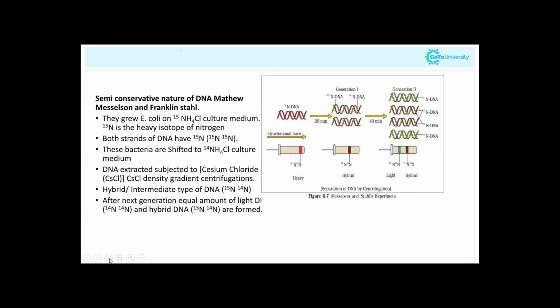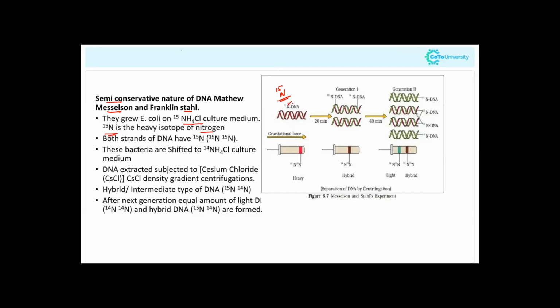Okay, now we are moving to another experiment conducted by Meselson and Stahl. This experiment proved that DNA replication is semi-conservative in nature. Here, they grew E. coli in heavy nitrogen medium, that is N15 medium. For example, an ammonium chloride culture medium was taken. This N15 is the heavy isotope of nitrogen. So here we could see that both the strands of the DNA have N15.